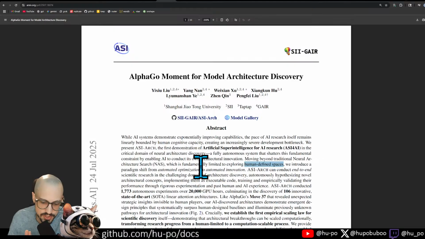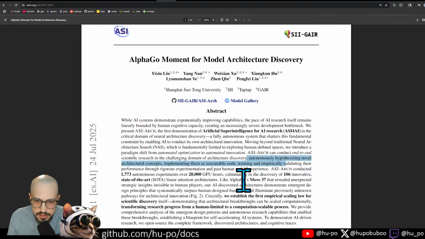But if you use a language model to search, to say, okay, here's this giant search space, the language model will more efficiently search through that space because it can get rid of the dead branches, right? It's more efficient rather than a brute force search. ASI Arch can conduct end-to-end scientific research in challenging domains, autonomously hypothesizing architectural concepts, implementing them, and training them empirically. So this is like the directed search, if you want to think of it like that.